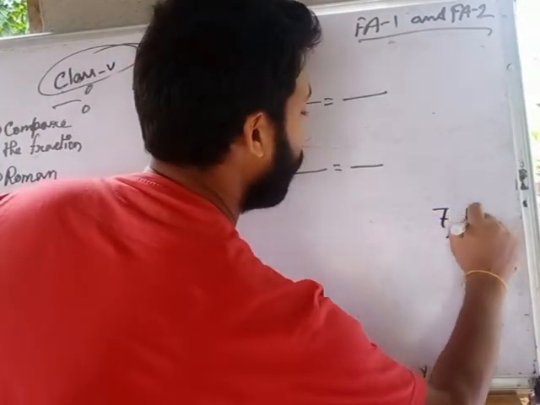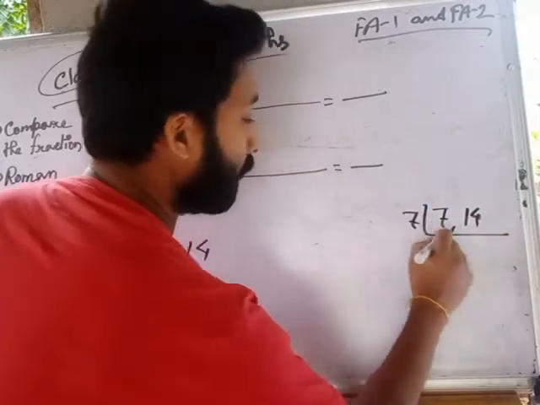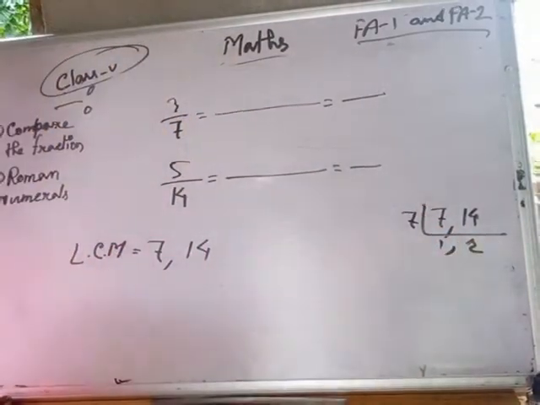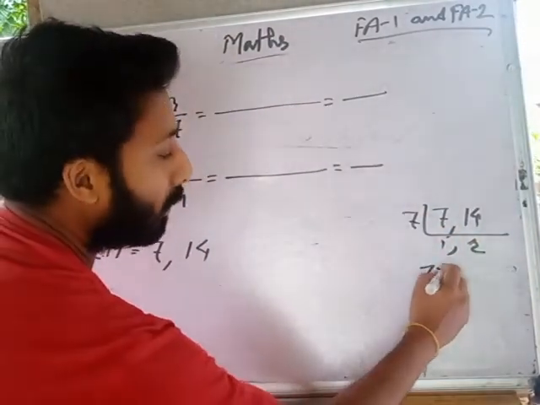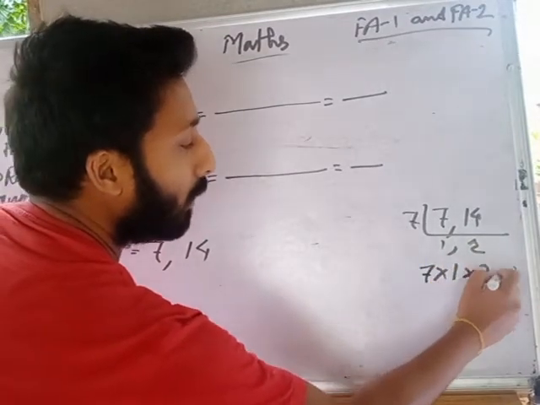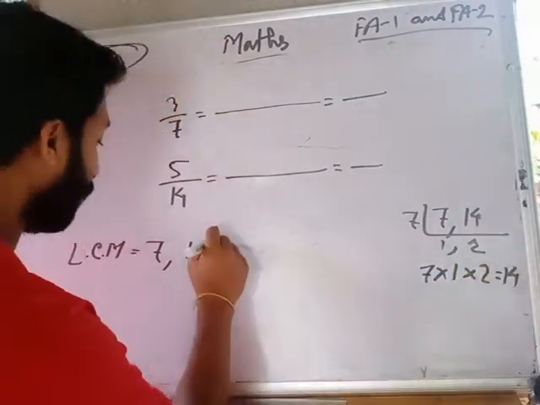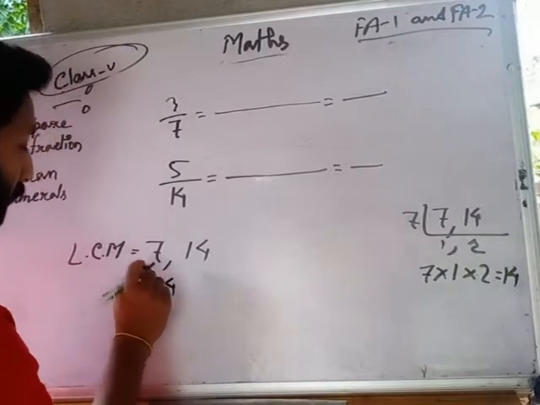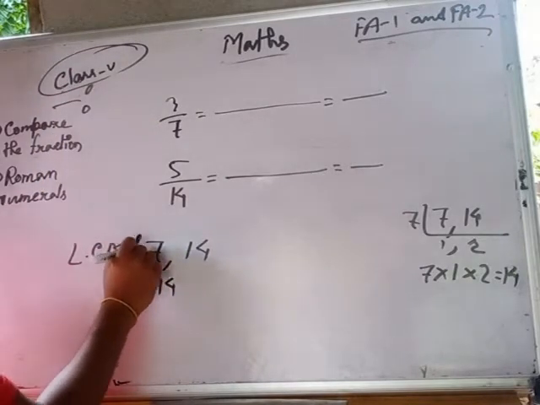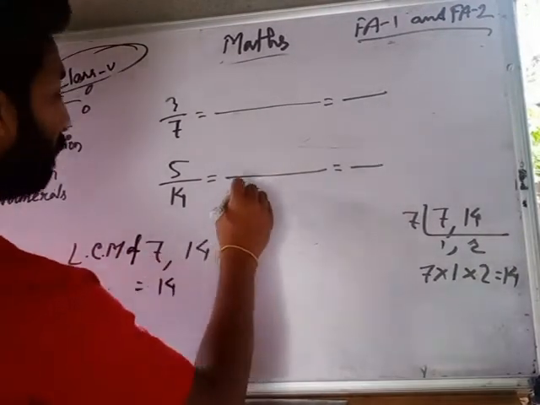Rough portion right over here. 7 ones are 7 and 7 twos are 14. So we should write here 7 multiplied with 1 multiplied with 2, that is also 14. So we should write here 14. The LCM of these numbers is 14.